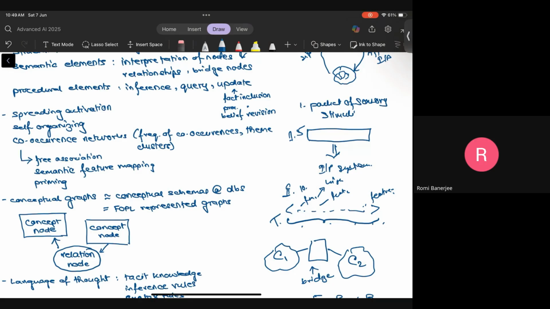Hello, I'm sorry. So now we need to think about these different kinds of modules and how you are going to update and revise your networks. These kinds of procedural elements are very essential when it comes to designing a semantic network.